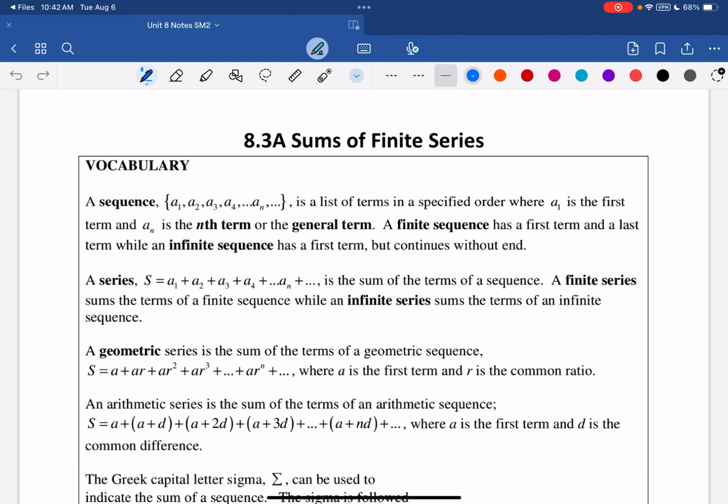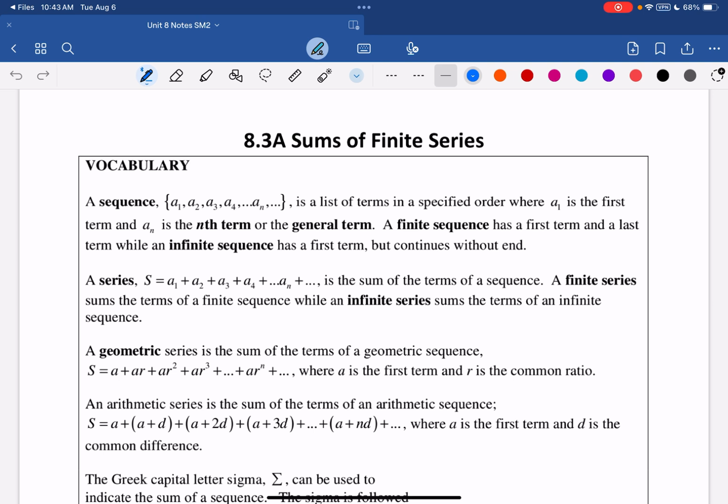All right, today we are talking about series and specifically sums of finite series. So we have to review some vocabulary first. First of all, you hopefully remember sequences from last year. A sequence is a list of terms in a specific order, where a sub 1 is the first term and a sub n is the nth term, or that general term.